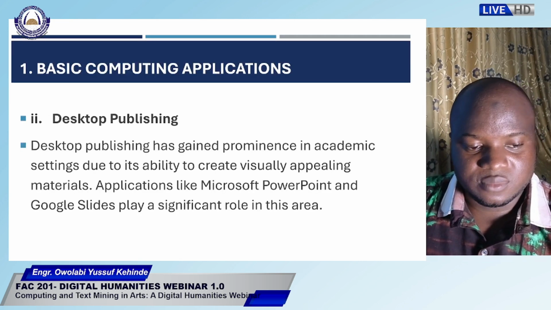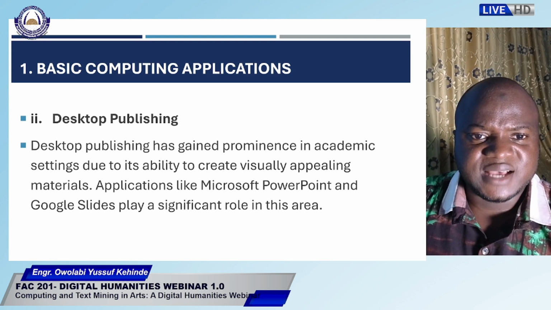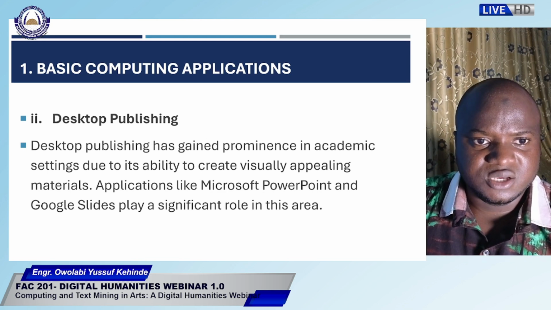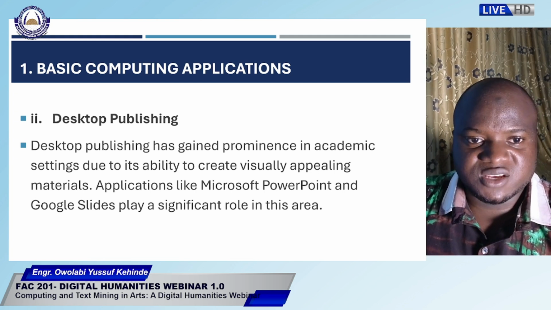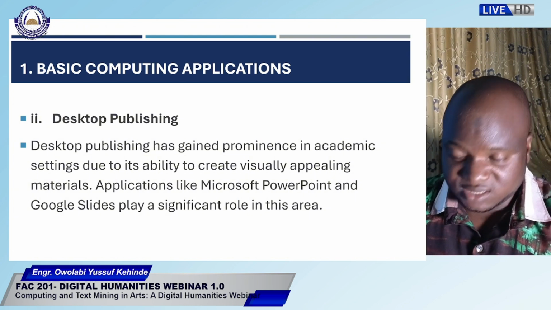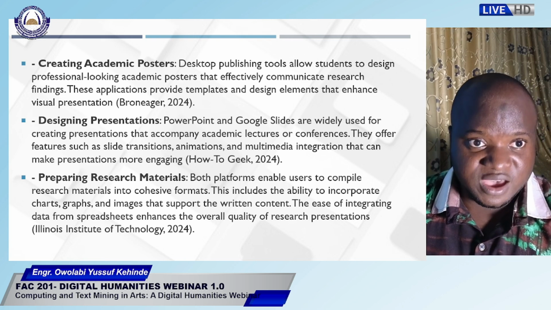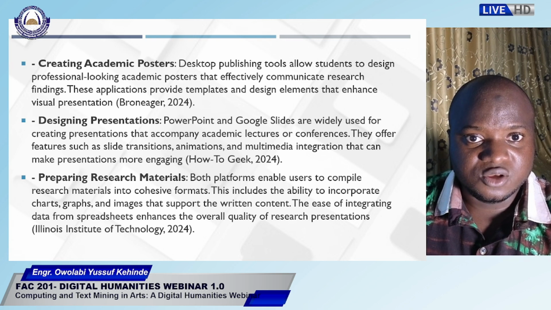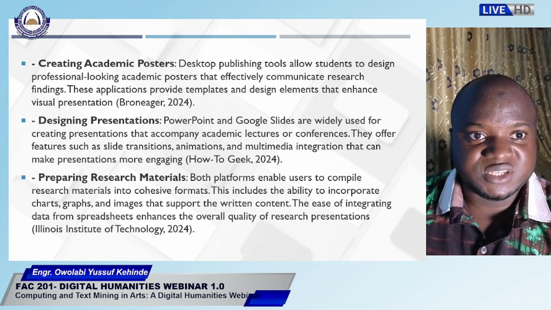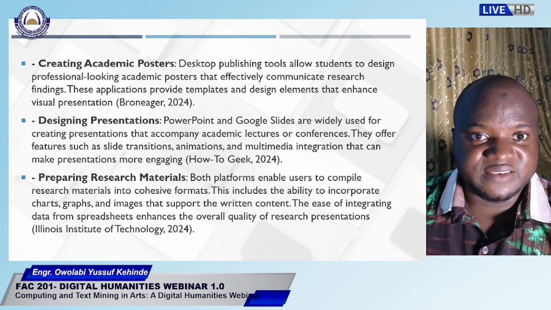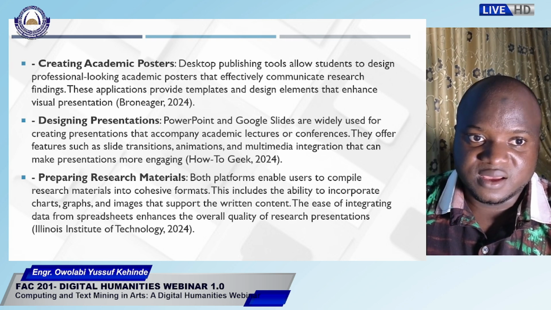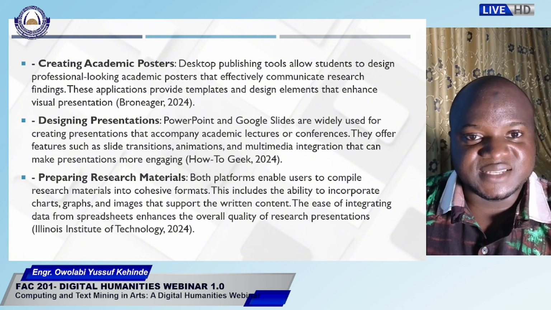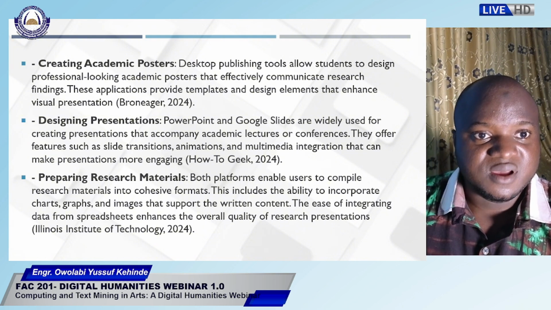Desktop publishing. Desktop publishing has gained prominence in academic settings due to its ability to create visually appealing materials. Applications like Microsoft PowerPoint and Google Slides play a significant role in this area. We have creating academic posters. We use desktop publishing to design professional-looking academic posters that effectively communicate research findings. These applications provide templates and design elements that enhance visual presentation.